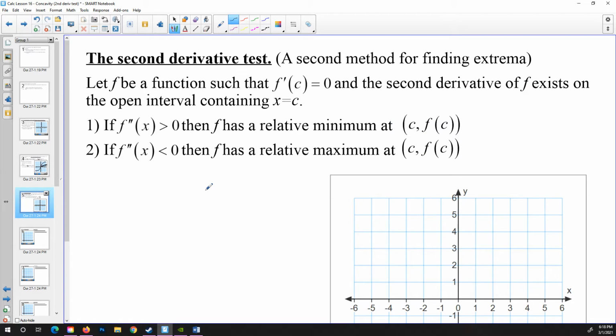Second derivative test. A second method for finding extrema. Let f be a function such that f prime is 0 and the second derivative of f exists on the open interval containing x equal to c. Number one, if the second derivative of x is greater than 0, then f has a relative minimum at c, f of c. And if the second derivative of x is less than 0, then f has a relative maximum at c, f of c. So what does that mean?